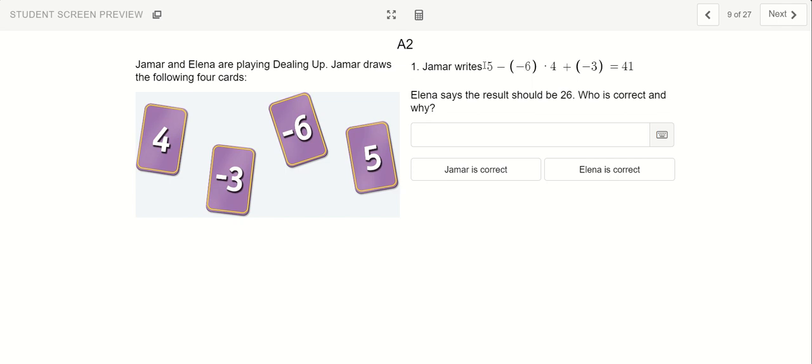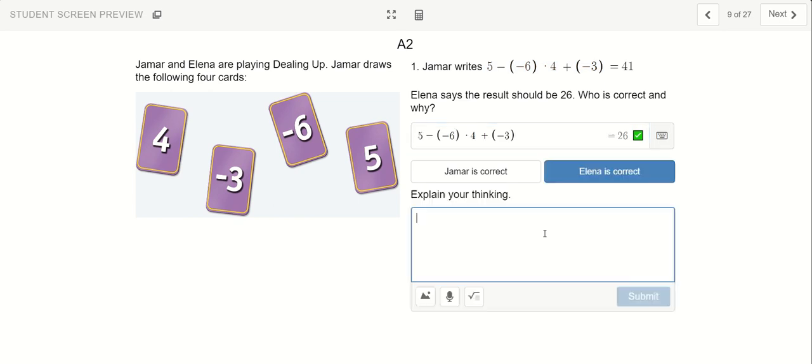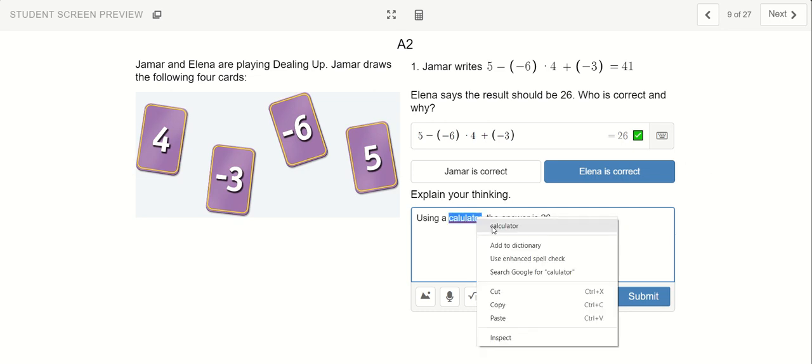Jamar thinks that when he writes this math sentence, we get 41. And Elena thinks that the answer should be 26. So who's correct? One way of checking is by copying and pasting this into the calculator. So let's copy and paste. It turns out if I do all of this, the answer should be 26. So Elena is correct using a calculator. All right, the answer is 26. Oops, misspelled calculator.